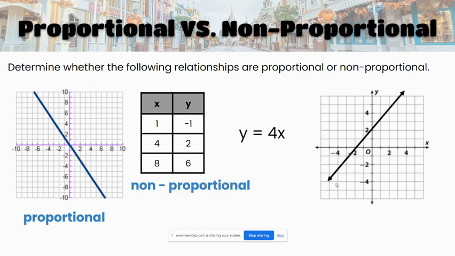Here I have y equals 4x. Well, if we're thinking about our equations in the form of y equals mx plus b, I have an m in this situation, which is 4, but I have no b. So that means b must be 0. So it is going to be proportional, because if b is 0, that means our y-intercept is 0. And then looking at this one, the graph does not go through the origin, so it is non-proportional.